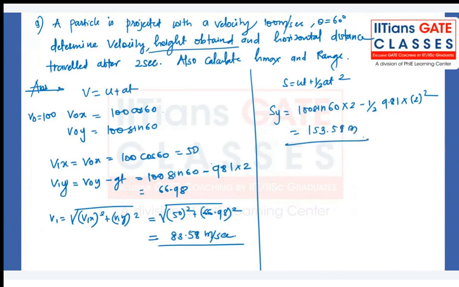Yes, Pranjal, you got it correct. Navya also. And then SX is the horizontal distance. Same formula, ut plus half of at square. Here u is Vx into t, and acceleration is 0, so just Ux into t. Ux is 50 into 2, so it is 100. Yes, correct. 100 meters is the horizontal distance.